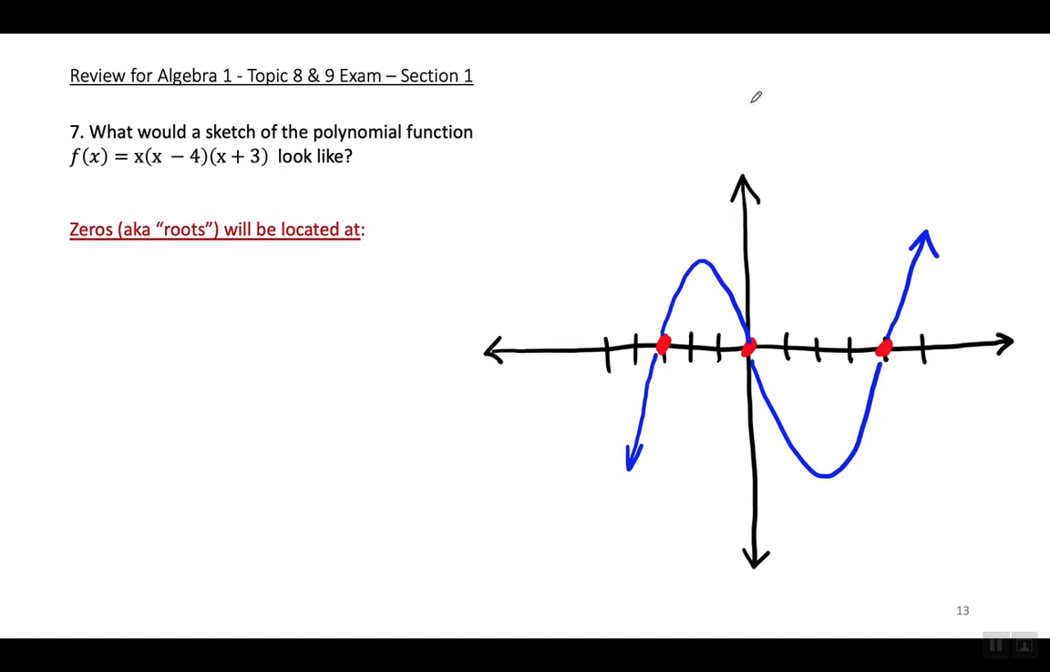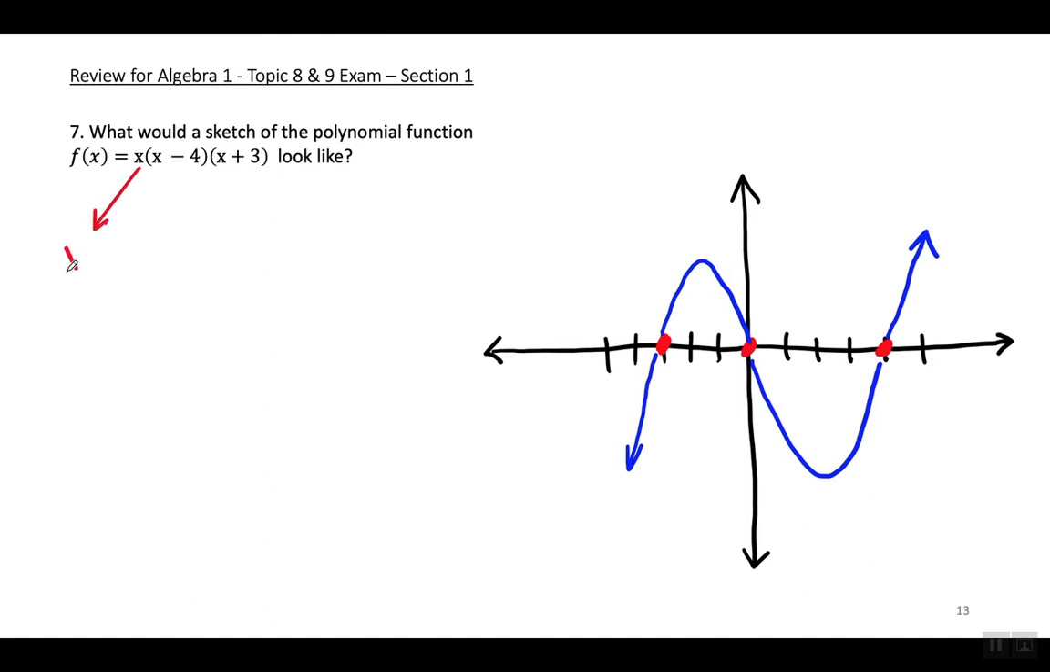Anyways, okay, you got to find the zeros, which are also called the roots. In fact, on some of the questions, they refer to them as the roots. The roots means the zeros of the function. To find them, all you got to do is set each factor equal to 0. This is a factor, this is a factor, and this is a factor. Set each factor equal to 0.